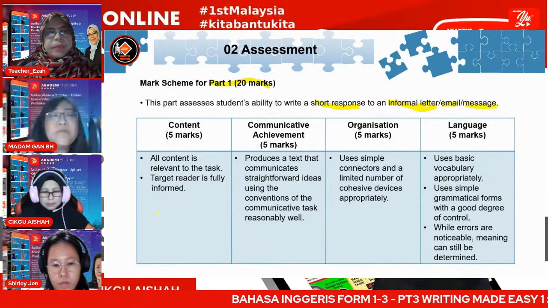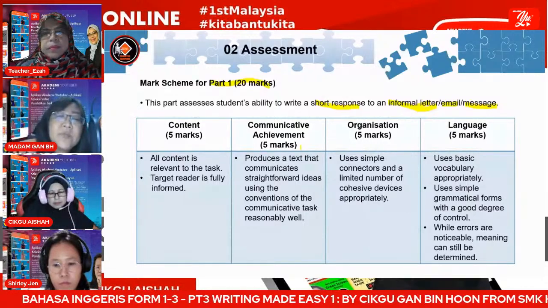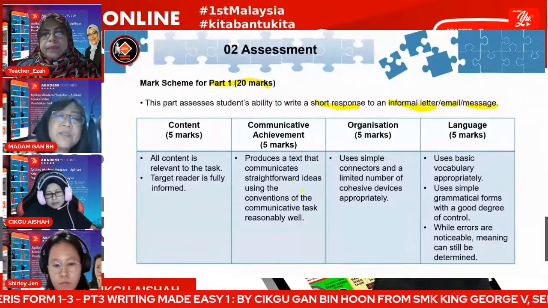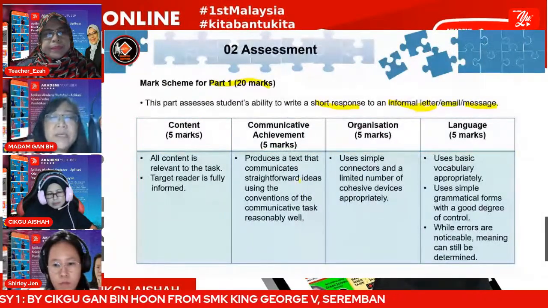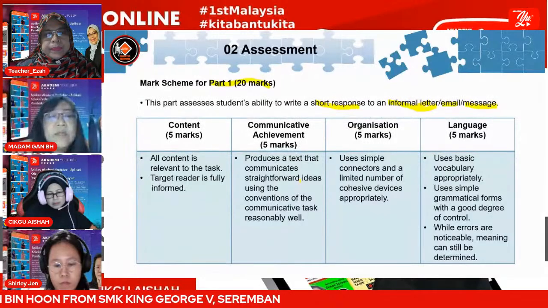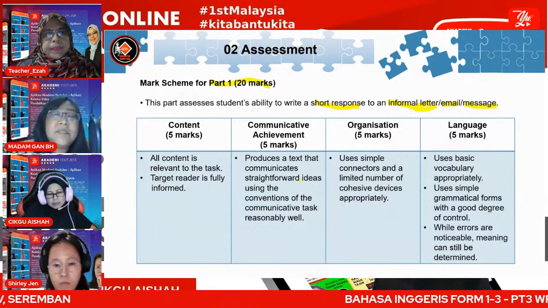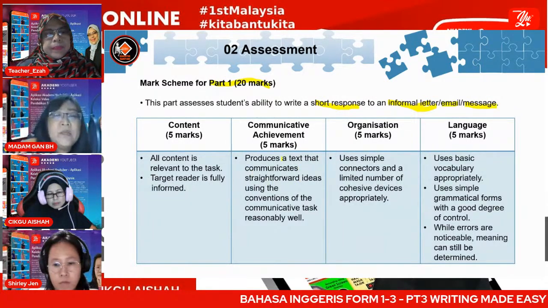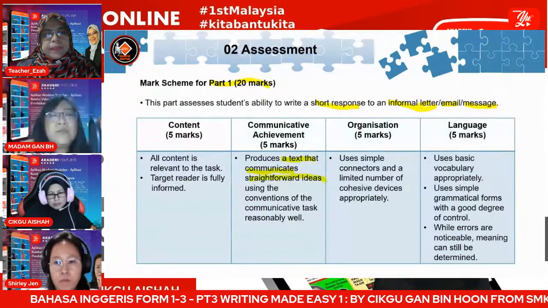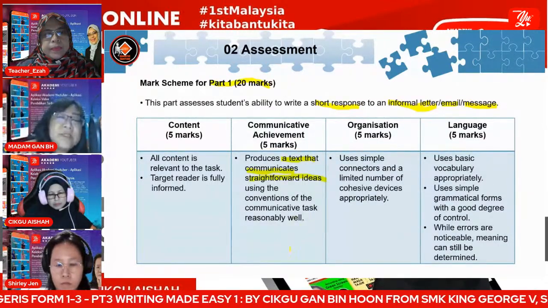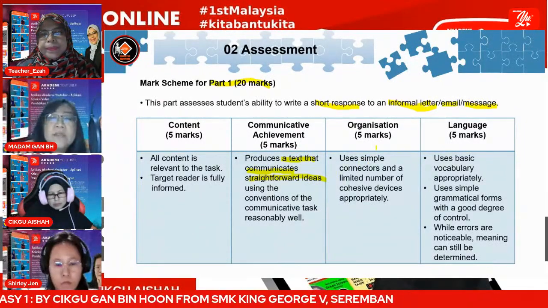How to get 5 marks for communicative achievements. So you have to produce a text that communicates straightforward ideas. It means if I read your answer or your teacher or the examiner reads your answer, we will know that, okay, this is an email or this is a message. Okay, that is called text that communicate straightforward ideas. When we read, we know this is an email. It is not an article or it is not a story.